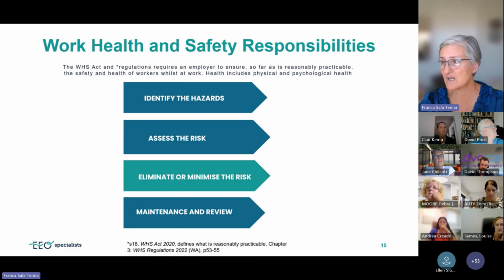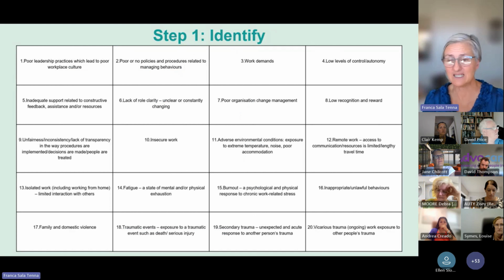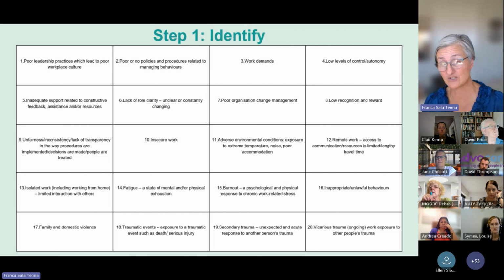So step 1, which is identify, here it is. These are the 20 categories that our WA Code of Practice have said are psychosocial hazards. Now, they did say in the code there could be others, but these are the ones that they've identified. And so what we notice from the categories is that there's quite a lot related to managers' responsibilities. So we think about number 1, poor leadership practices, work demands. So they're responsible for monitoring their staff work demands. Number 5, inadequate support or lack of constructive feedback.